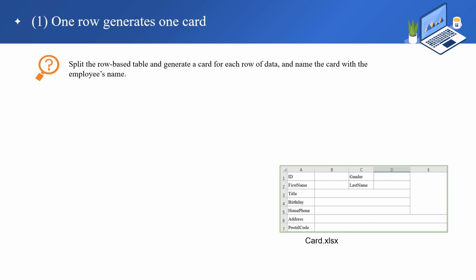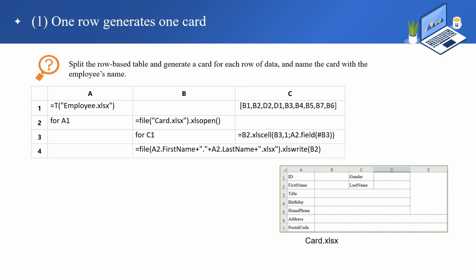Similarly, we need to make an empty card style template first, and then write the script. A1, import the data in employee.xlsx. C1, define the sequence of cell names where each column of the employee information is about to be written on the card. A2, loop through every employee.